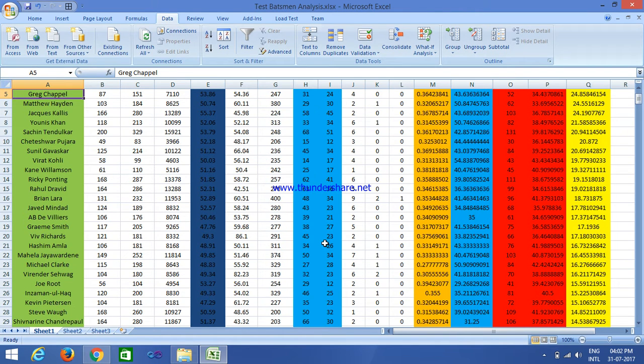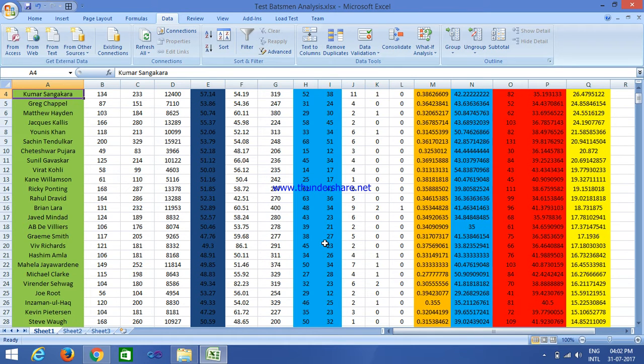Then we have Greg Chappell, again from Australia, conversion rate 43.63. But I think his failure rate of 30 is also really good. Average is almost 54.3.86. That's really well. Kumar Sangakkara, average just shows everything.